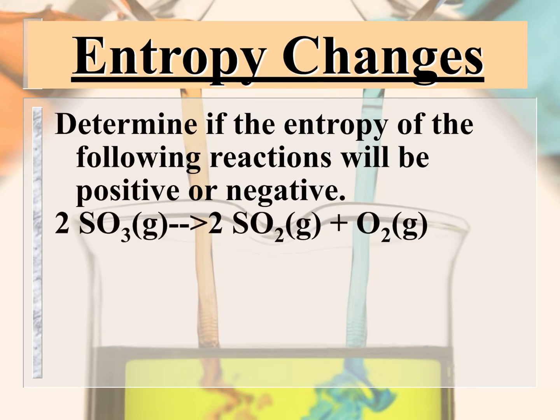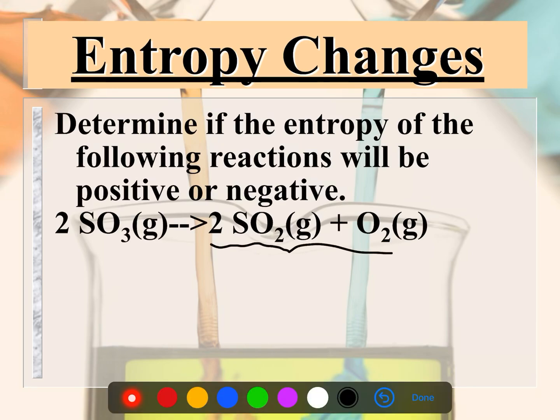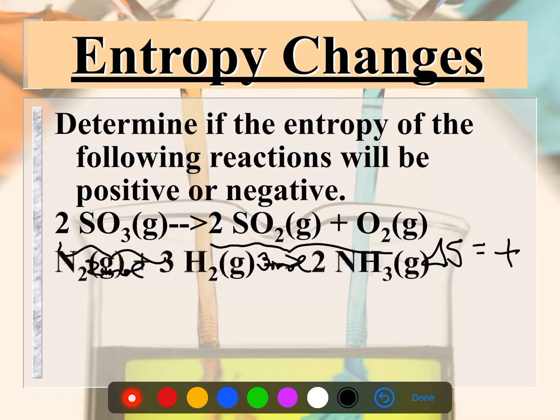Determine if the entropy of the following reactions will be positive or negative. All right, so in this one we have a gas reaction, and we are dealing with 2 moles of sulfur trioxide, but we're creating 3 moles of product. So again, we're going from 2 moles of gas to 3 moles of gas. So this is an increase, and we would say that delta S here is some sort of positive value.